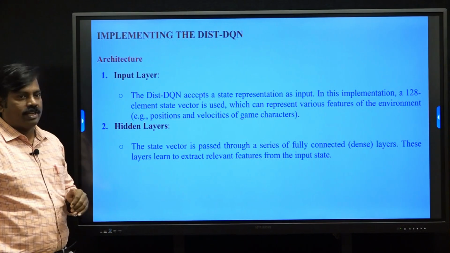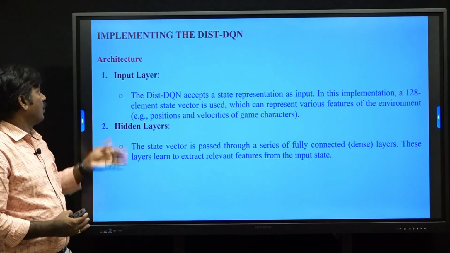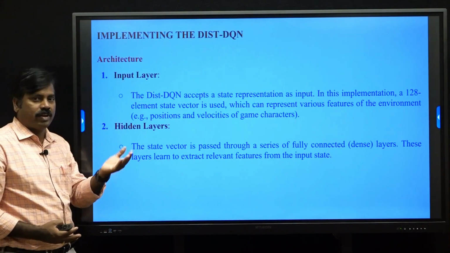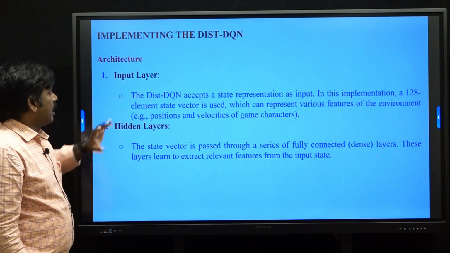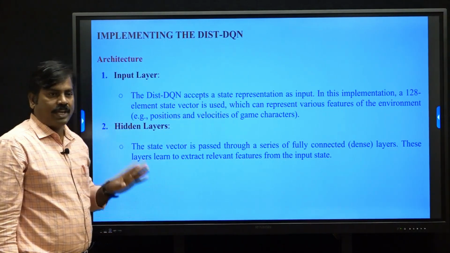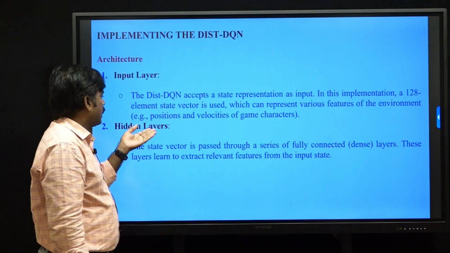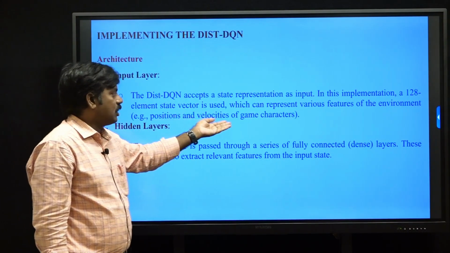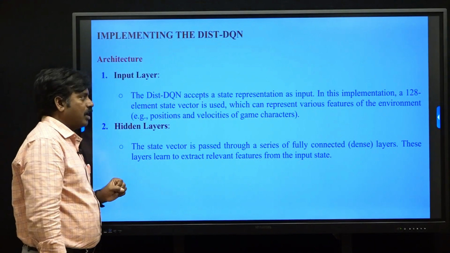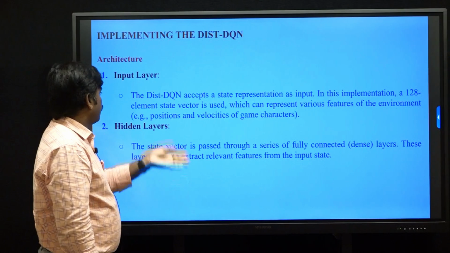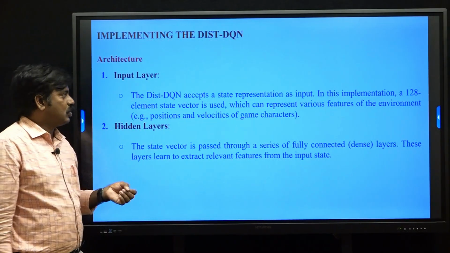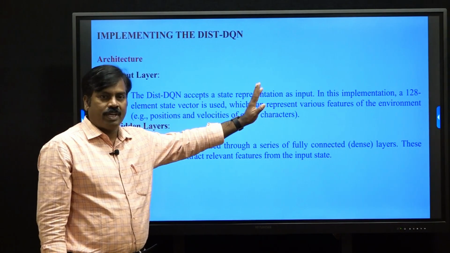In implementing the distributional DQN, we have a neural network architecture with an input layer, hidden layers and an output layer. The input layer of the DQN accepts the state, for example the position or velocity in a game. These represent the state of the environment. In this example, a 128-element state vector is used, which represents the various features of the environment.